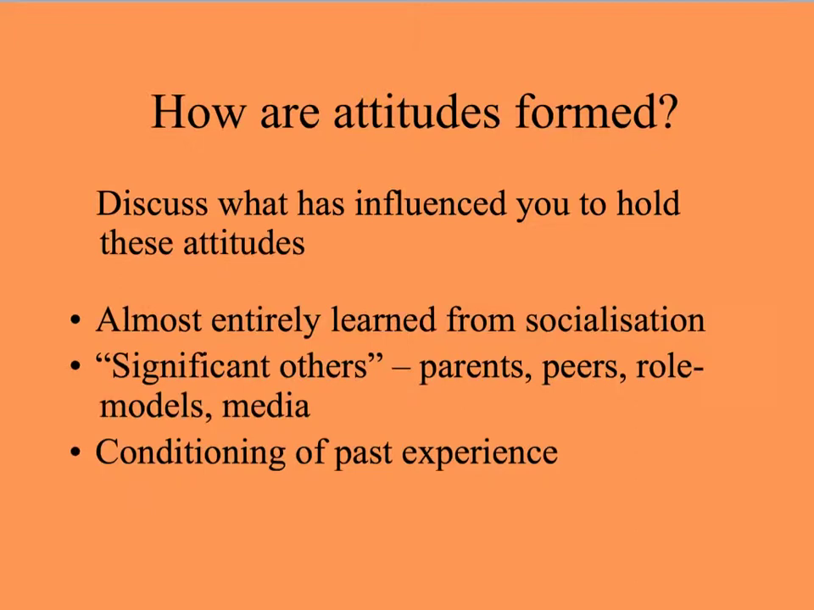So some examples of this. Significant others are the main place that we would learn our attitudes. So obviously parents have a massive impact on our attitudes because they shape our behaviour in the early stages of our lives. Once we grow up a little bit, our peers have a big impact on our attitudes. So once we reach our teenage years, into our early adult years, then our friendship groups can have a massive impact on what we think.